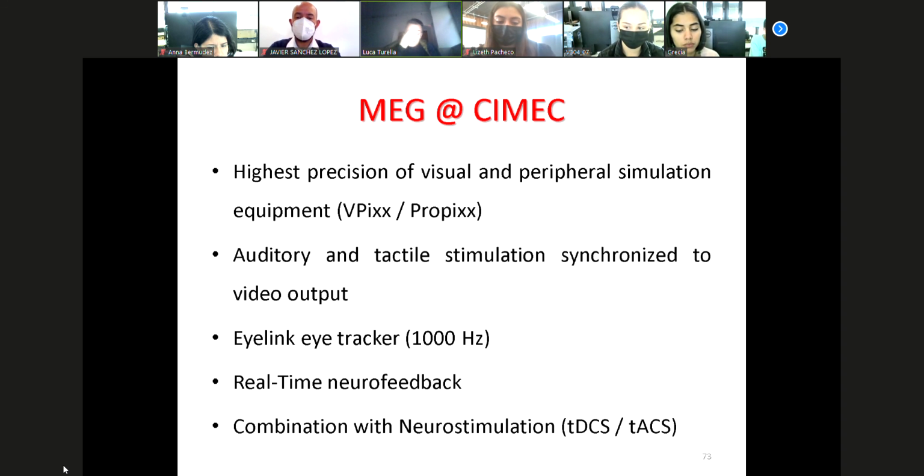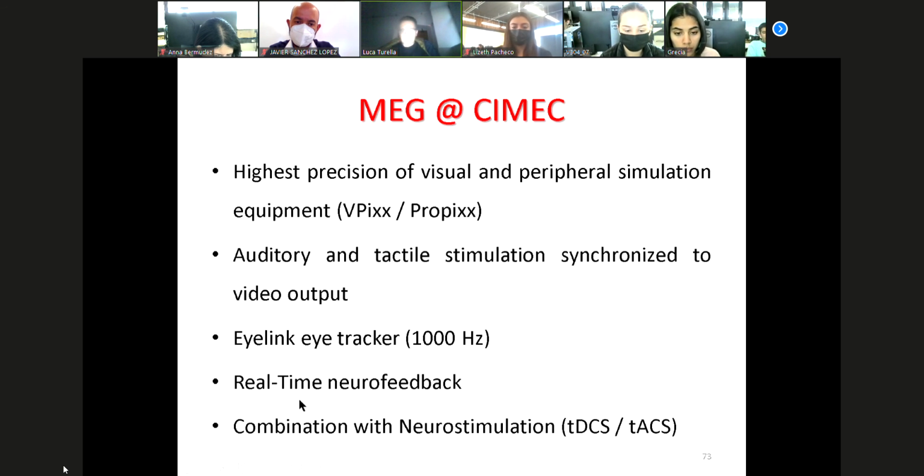So the precision that you need to have is at the millisecond level. Whereas in fMRI, as the signal is much slower, this precision is not needed, okay? So in our case, for example, we have a different type of stimulator. We have an eye tracker that tracks the eye movements, which is MEG compatible, so while we record the MEG, we record the eye movement at the same time in order to relate the two.